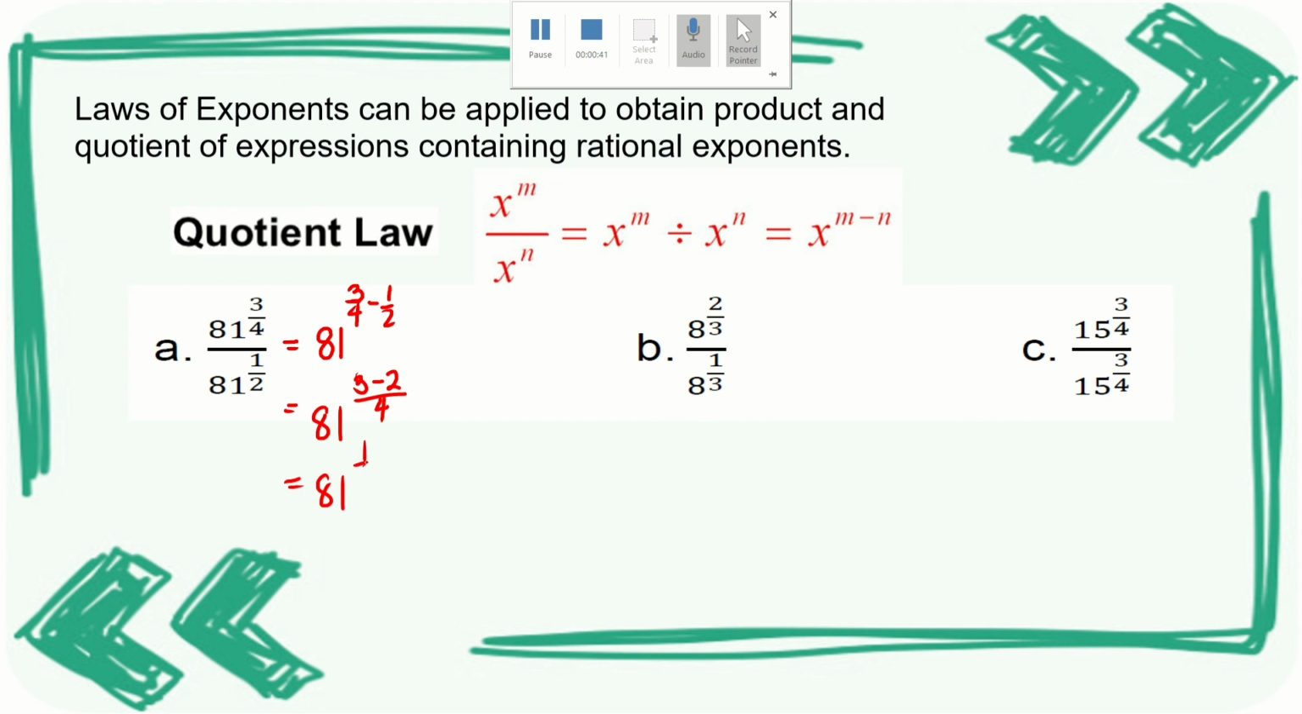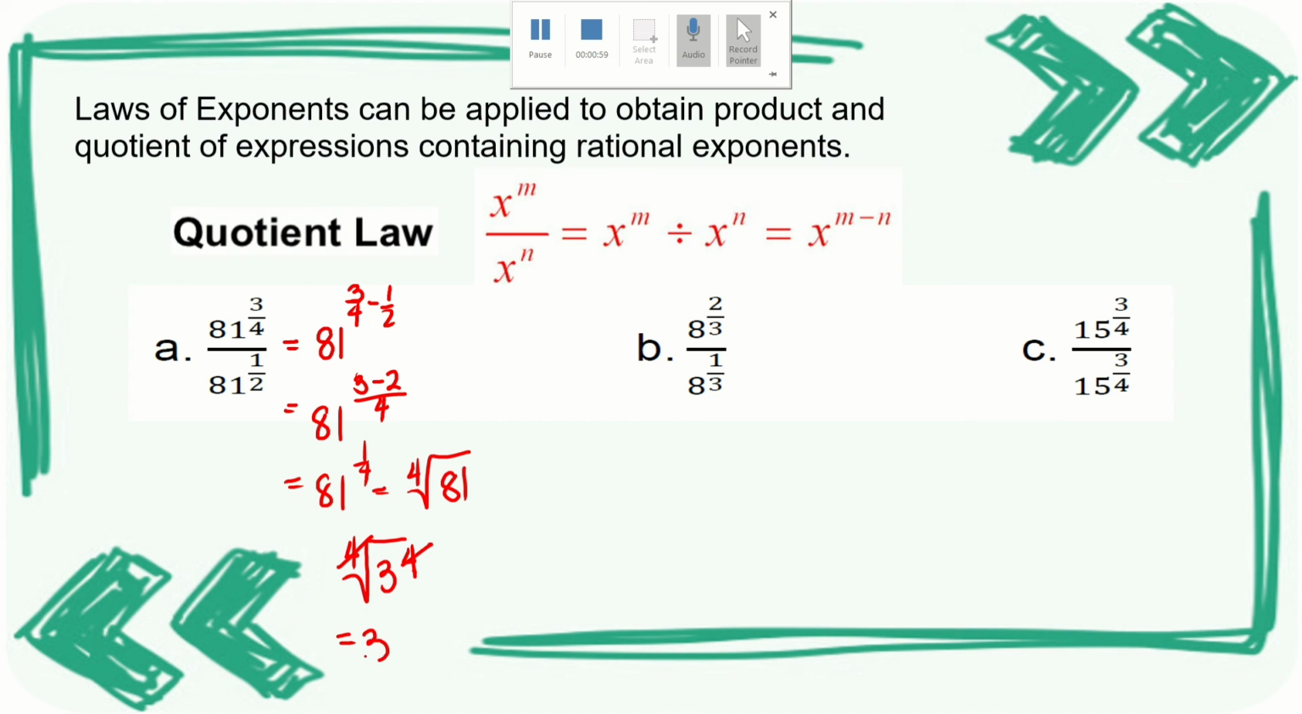Then we can now write this in radical form. That is simply 4th root of 81. And if you still remember, 4th root of 81 is simply 4th root of 3 raised to 4. Then we can cancel them out. So the answer here is simply 3.